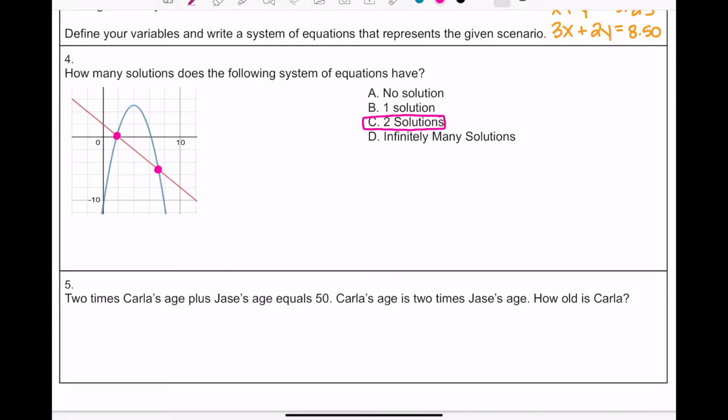What we need to know is how old is Carla. So that's what we need, is how old is Carla? What is her age? Now to organize some of this information we have, that's going to require us to identify our variables. So define what is X and what is Y. So I would say just by reading this, to define our variables, X and Y, 2 times Carla's age. So we don't know Carla's age, so we're going to let that be X. And Jace's age can be Y.